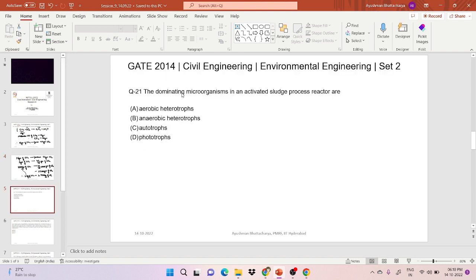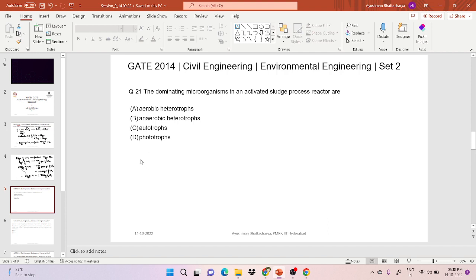So the next question says the dominating microorganisms in an activated sludge process reactor are. The first option is aerobic heterotrophs, the second option is anaerobic heterotrophs, the third option is autotrophs, and the fourth option is phototrophs. Here we will first understand what is meant by aerobic and anaerobic, then we will understand what is meant by heterotrophic, autotrophic, and phototrophic.